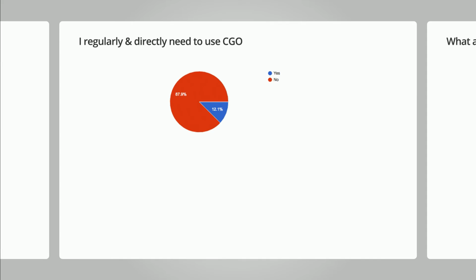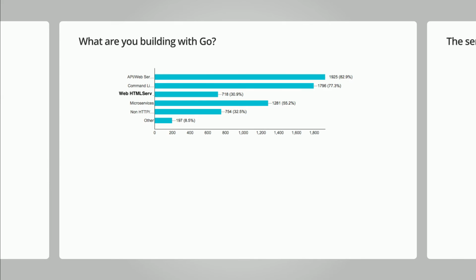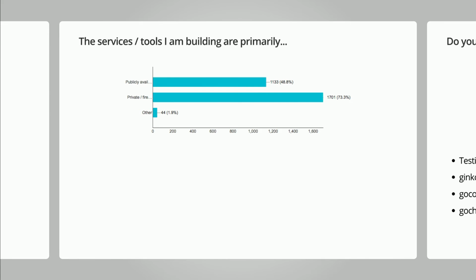As far as what people tend to be building with Go, they seem to be building a wide mix of things you would normally expect: HTTP endpoints, microservices, command line utilities, things like that. Interestingly, a lot of the stuff is private. Maybe because I work for Heroku, I'm kind of biased to the side that everything should be as open as possible.